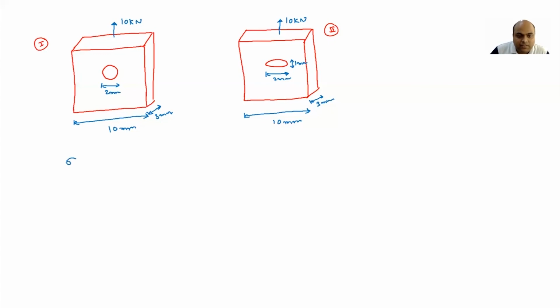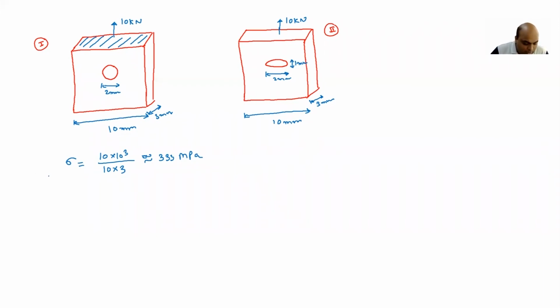So sigma, which is the far field stress or applied stress, can be calculated by load over area. The area is 10 into 3. So 10 kilonewton, which is 10 into 10 to the power 3, divided by 10 into 3. If we calculate, approximately it will be 333 MPa. So the applied or far field stress is 333 MPa in both cases.